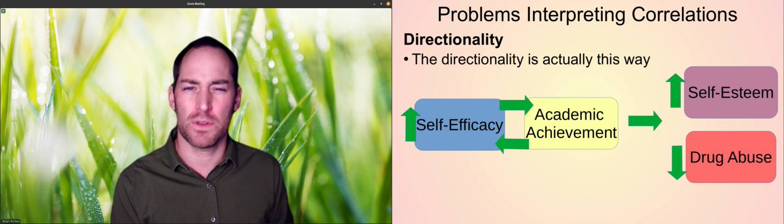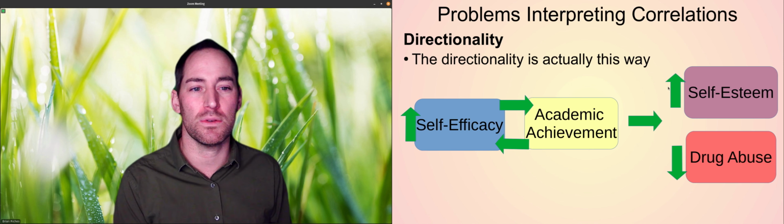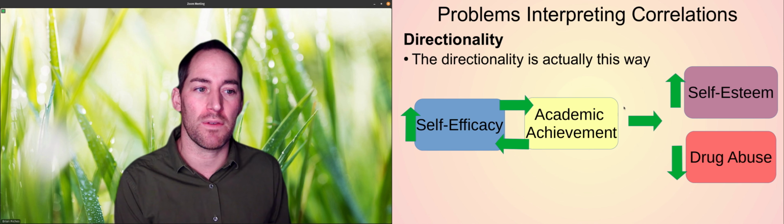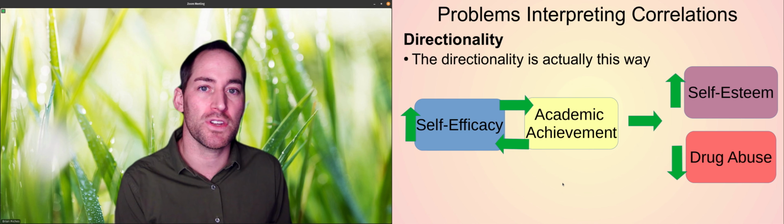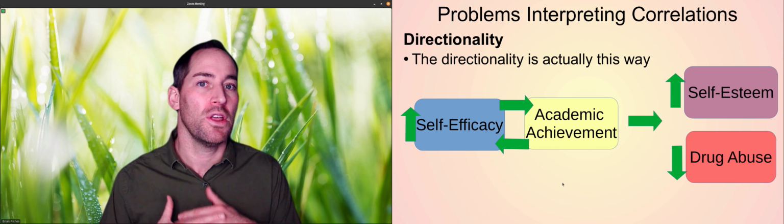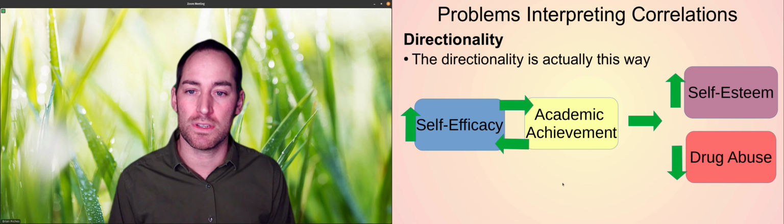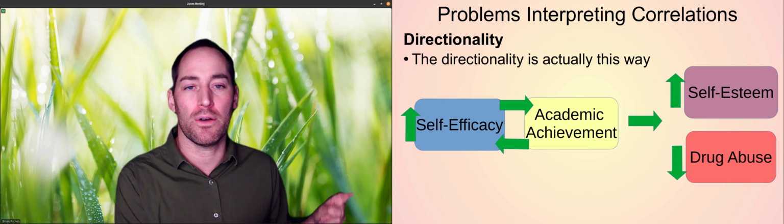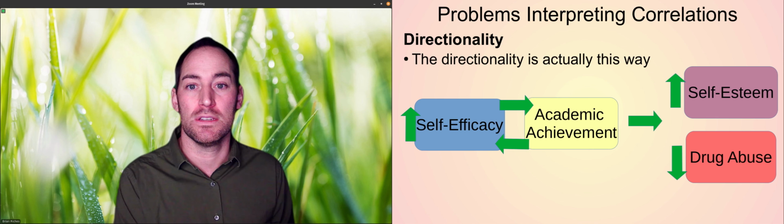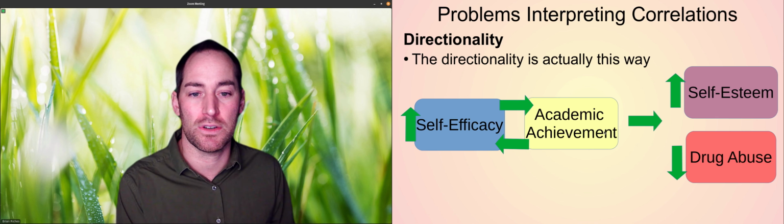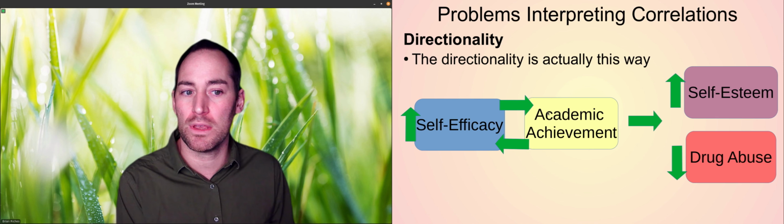So yes, those positive correlations might point us to there being some relationship between self-efficacy and self-esteem, but the causal relationship we can't find through just correlations. We have to do experiments and longitudinal studies to see what the pattern of causes is. So what's the direction? This is actually the direction. There's a nice positive upward spiral here.